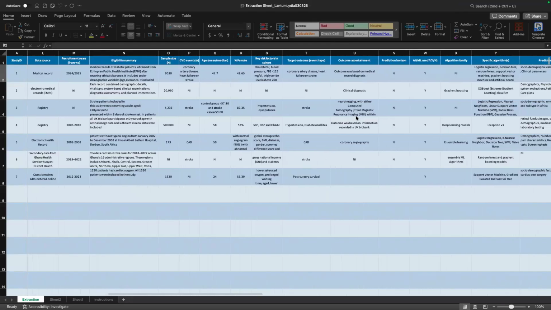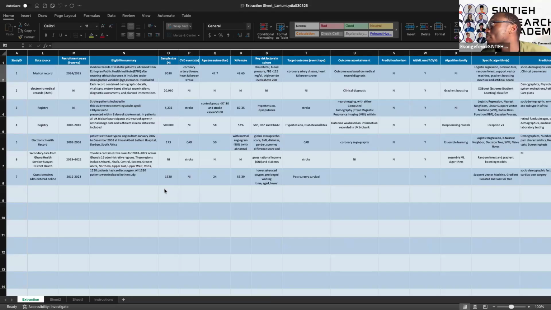Yeah. The recruitment, yes, some studies did not report when they recruited their data. I was not sure if I was the one who could not find it in the articles or if it was really not reported. Then there's the eligibility summary. This was in the method section.